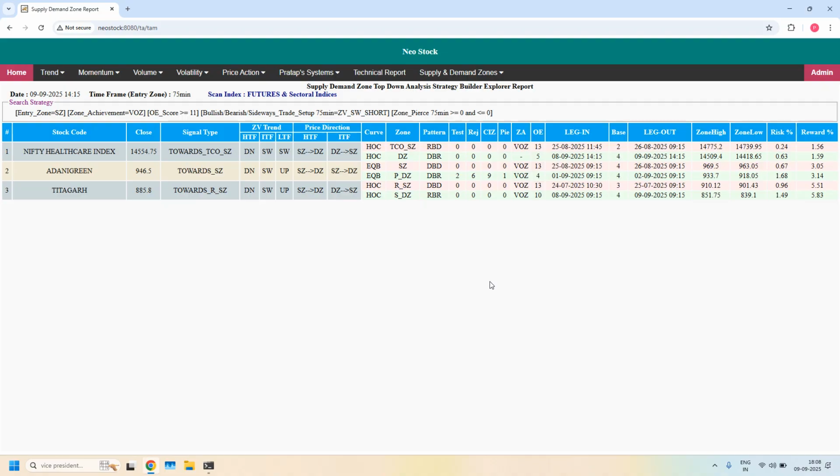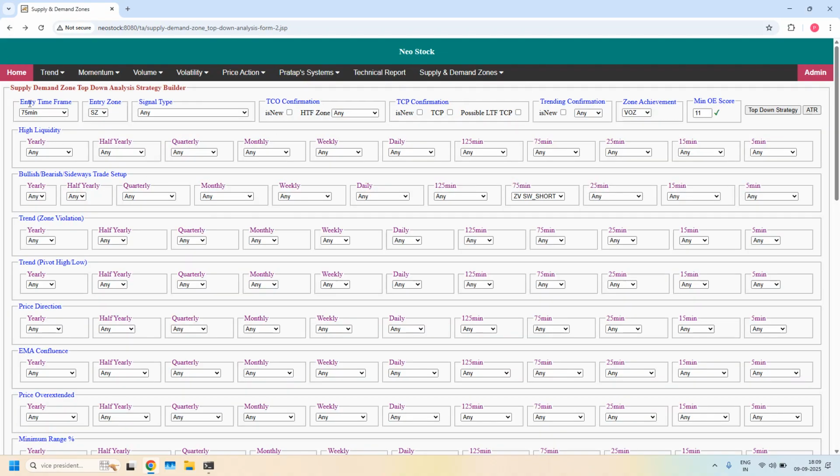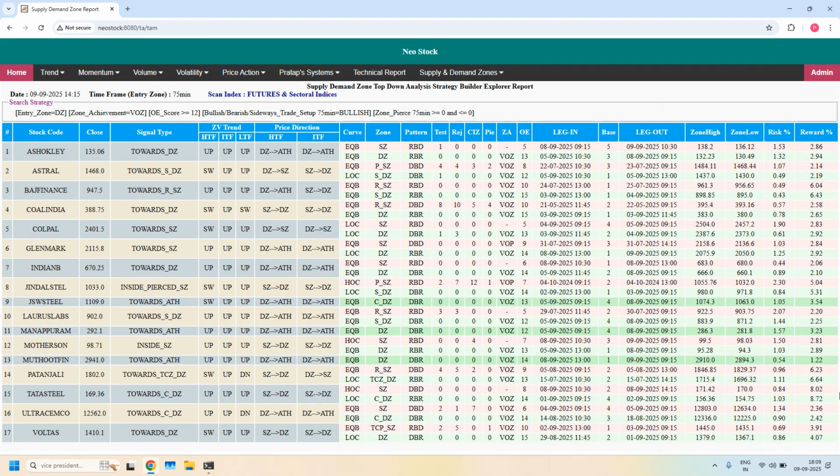Next, bullish trade setup for weekly income trade, entry time frame 75 minutes demand zone, and here bullish and minimum odd enhancer score 12. Let's filter. We got 17 stocks supporting the bullish trade setup for weekly income trade. Entry time frame zones are 75 minutes demand zones. So in total we got 17 stocks.